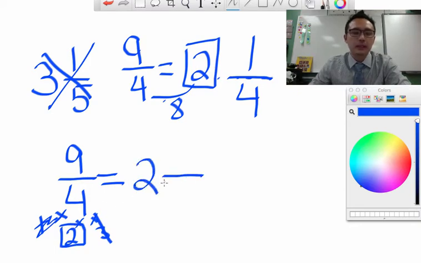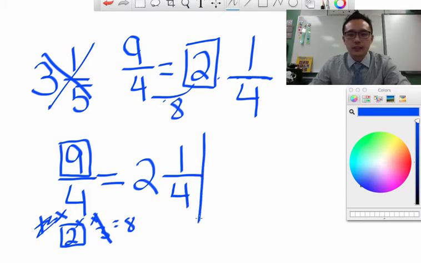But what's left over? Well, since 2 times 4 is 8, the leftover is the numerator minus the number you just multiplied. So 9 subtract 8 is 1, and your denominator never changes when you're converting, so that's your answer.